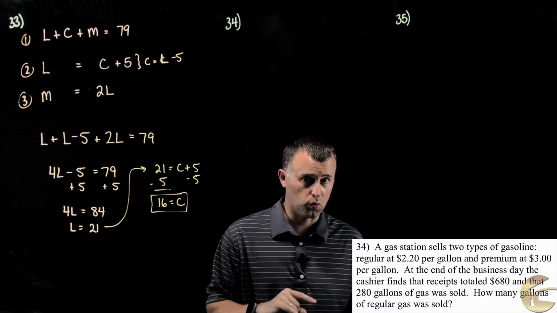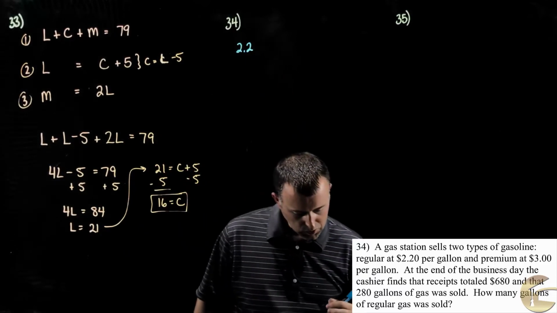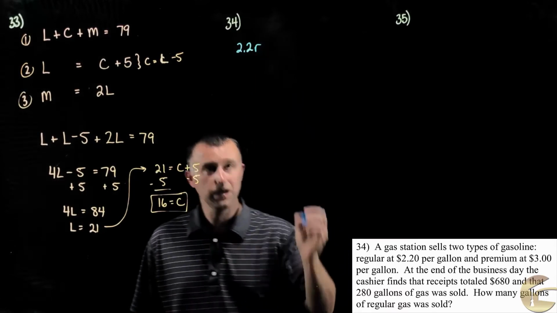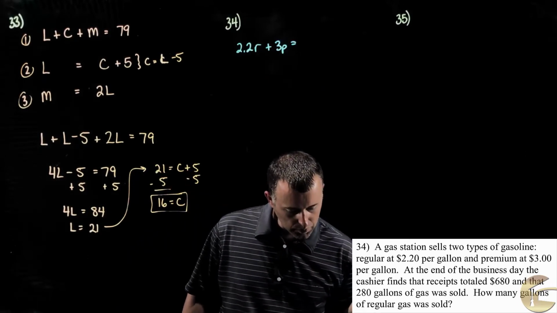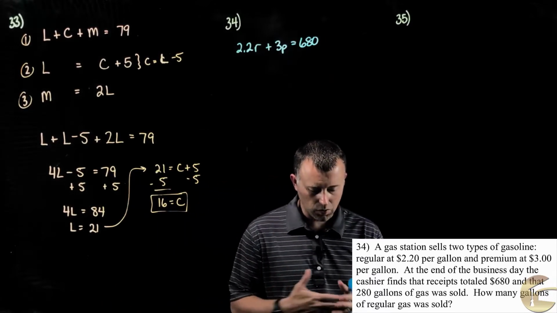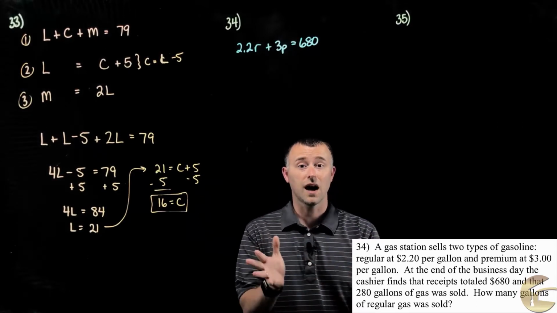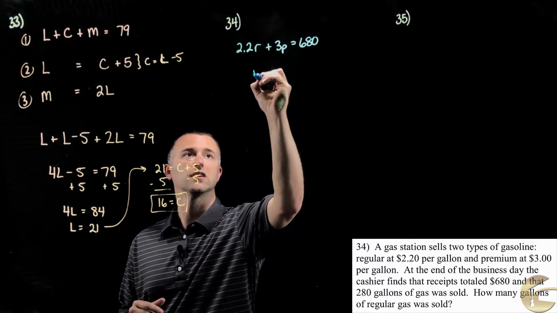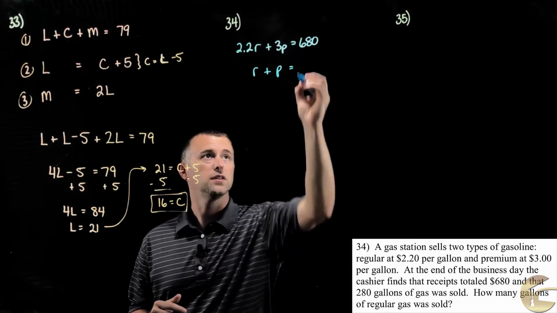So that's going to be your dual rate equation, and that dual rate equation is going to be 2.2, and in this case we're looking at regular gasoline, so 2.2R plus 3P for premium gasoline, and they said that receipts totaled all the way up to $680. That's your first equation. Your second equation is that they sold 280 gallons of gas. That is them sliding in that quantity equation. So that quantity is always just going to be X plus Y, or in this case, R plus P. And R plus P, in this case, is 280.